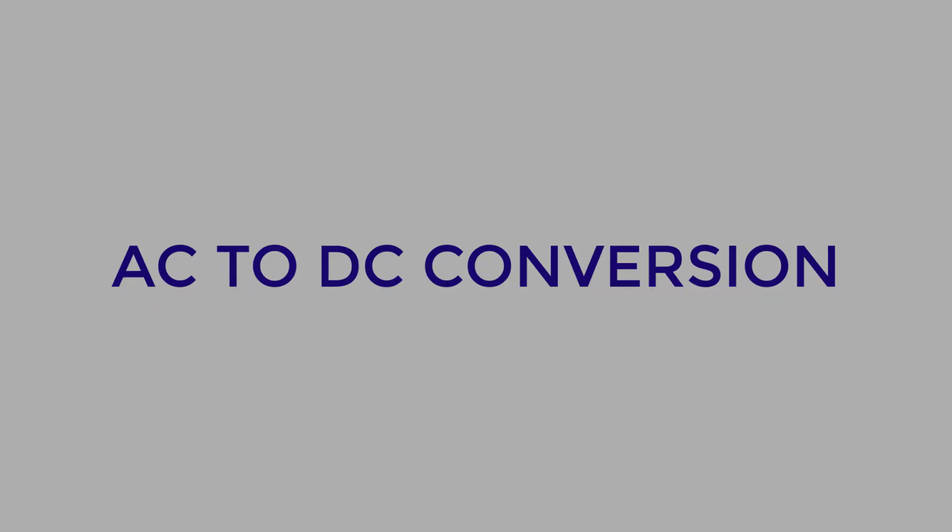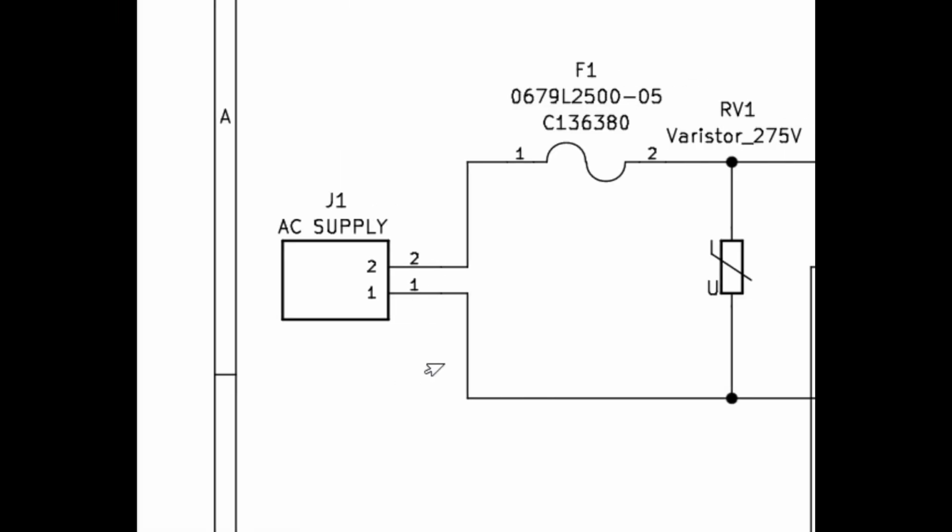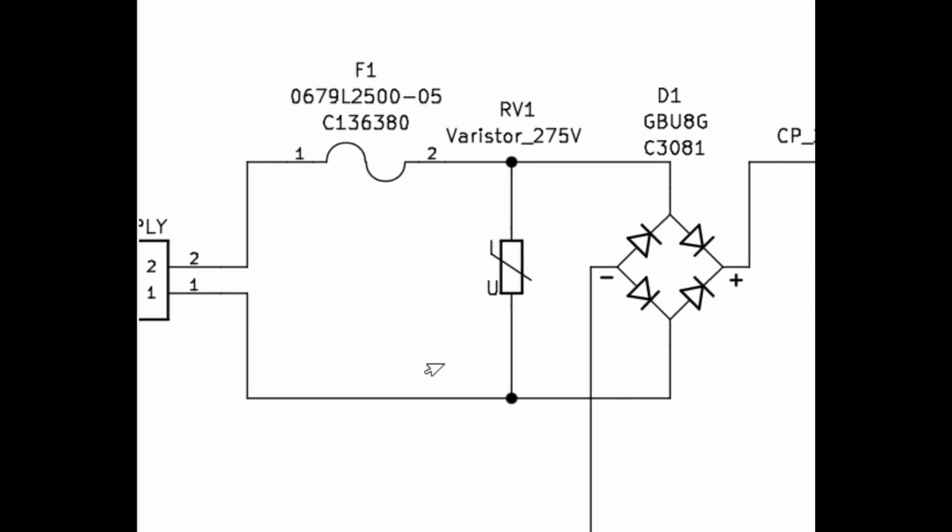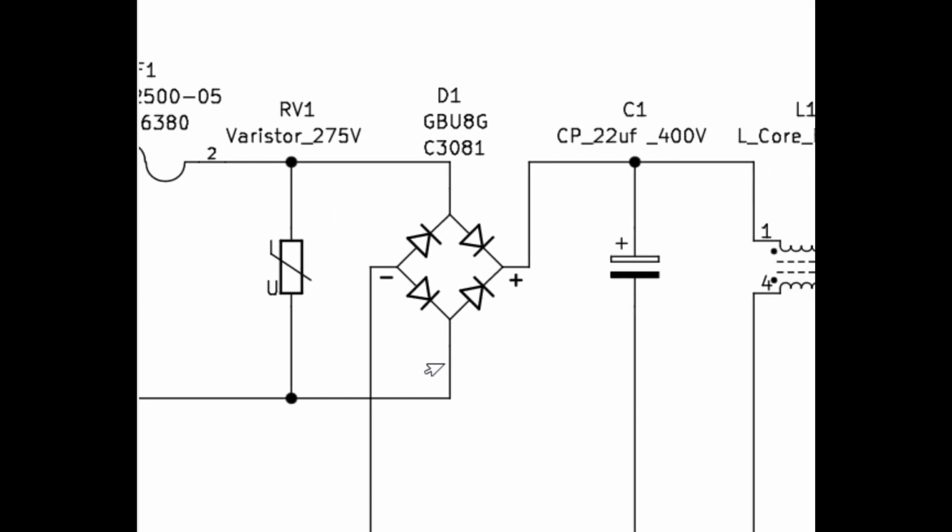And our second block is AC to DC conversion. We have used a full bridge rectifier to convert AC to DC. The input to our full bridge rectifier is 220 volt AC, and the output is high voltage DC, which is nearly 311 volt. That is root 2 times the input RMS voltage.